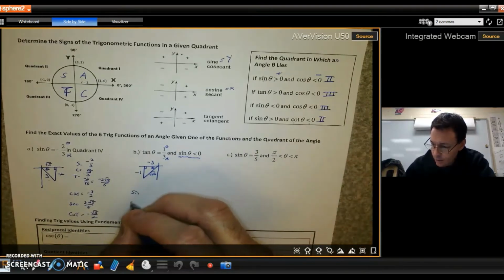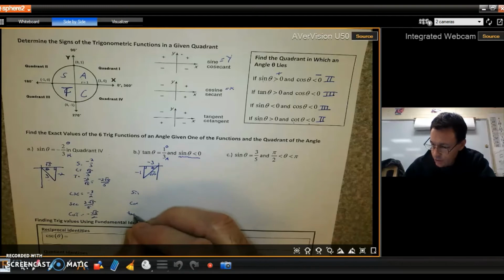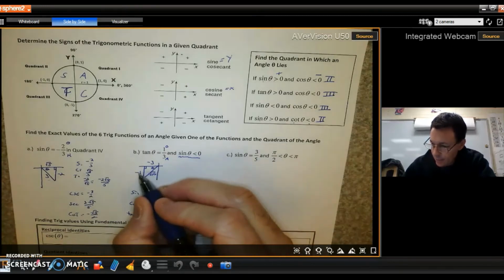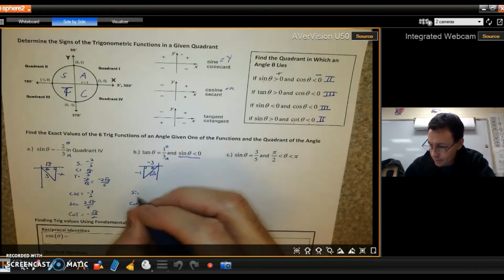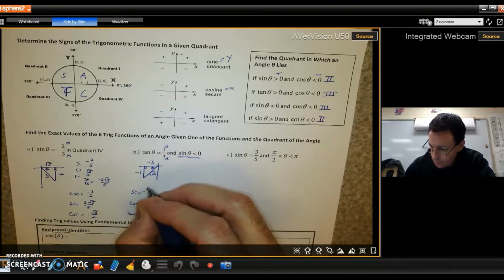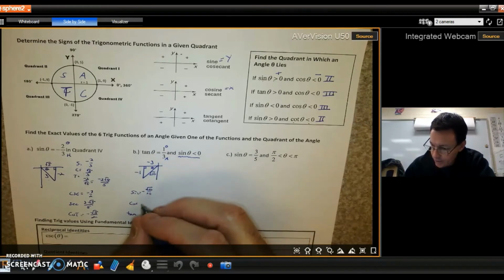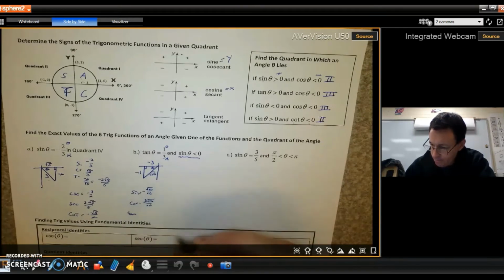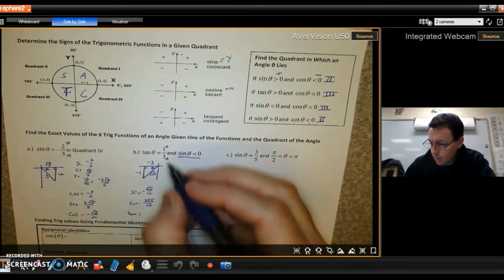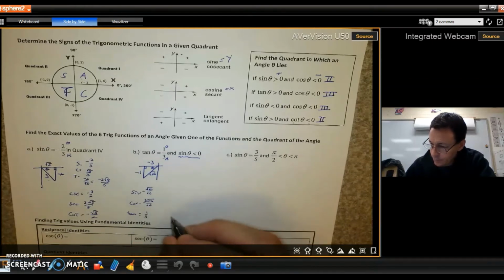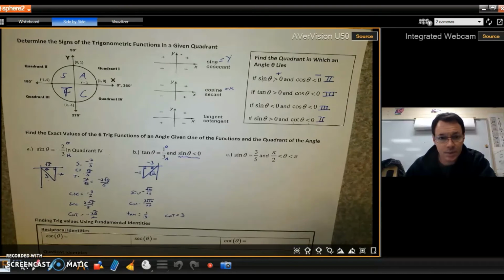Sine, cosine, tangent. Well, what's the sine? Negative 1 over radical 10, which is negative radical 10 over 10. Cosine is negative 3 over radical 10, or negative 3 radical 10 over 10. And then the tangent, well, we knew the tangent was 1/3. That means we also know the cotangent is 3. Okay, that's an easy one.